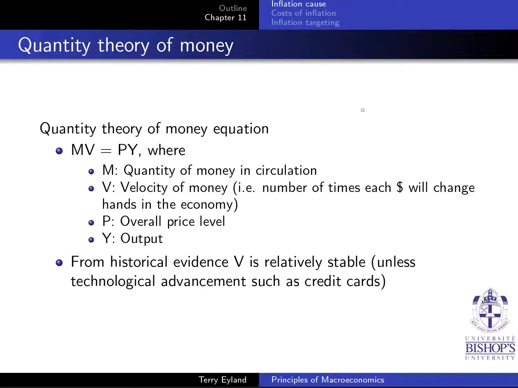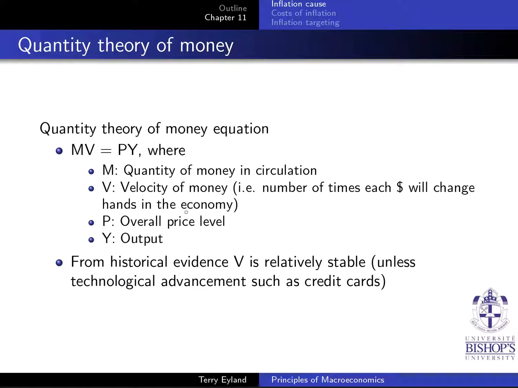So what are some of the theories that lead to this idea of inflation? Well, one of the first theories is the quantity theory of money equation, where you have all the things labeled out here. MV is equal to PY. Velocity of money is hard for some people to grasp at first, but velocity of money is just the number of times each $10 bill, $20 bill switches hands in the economy.